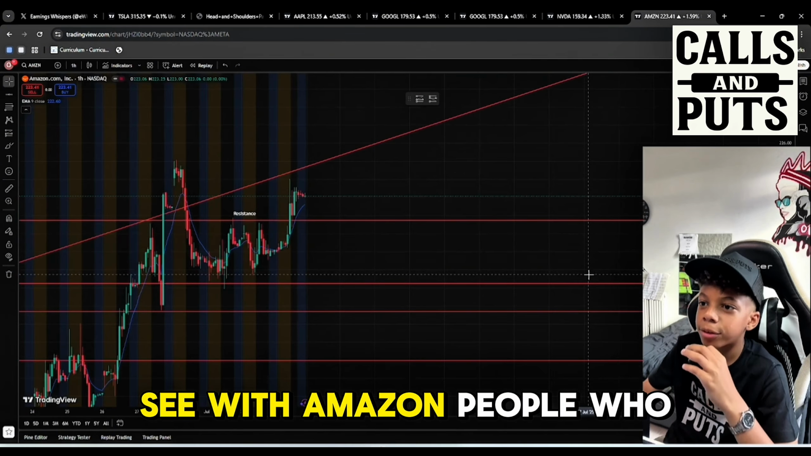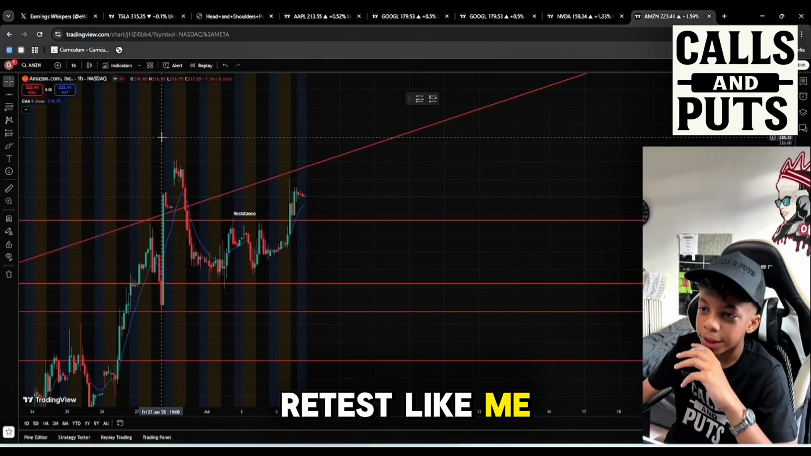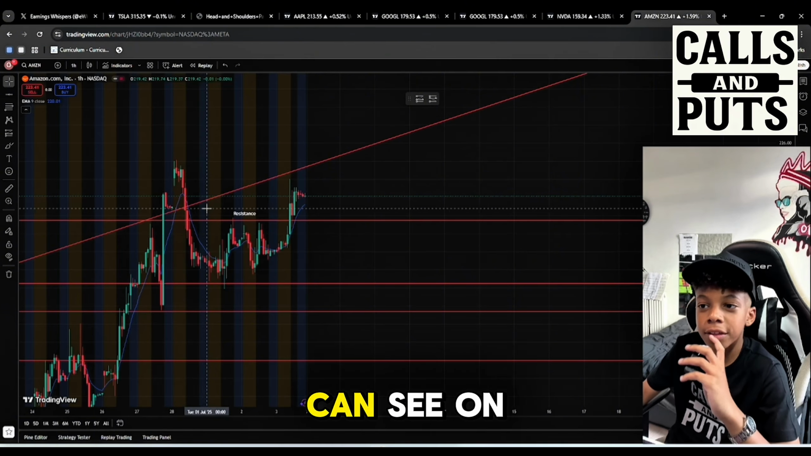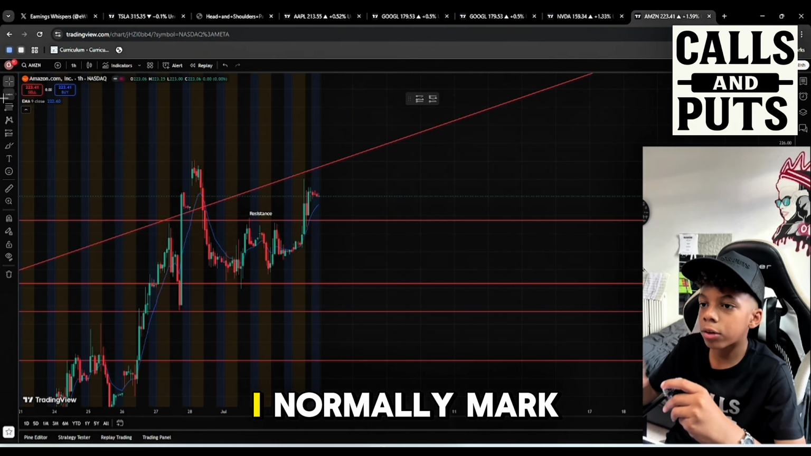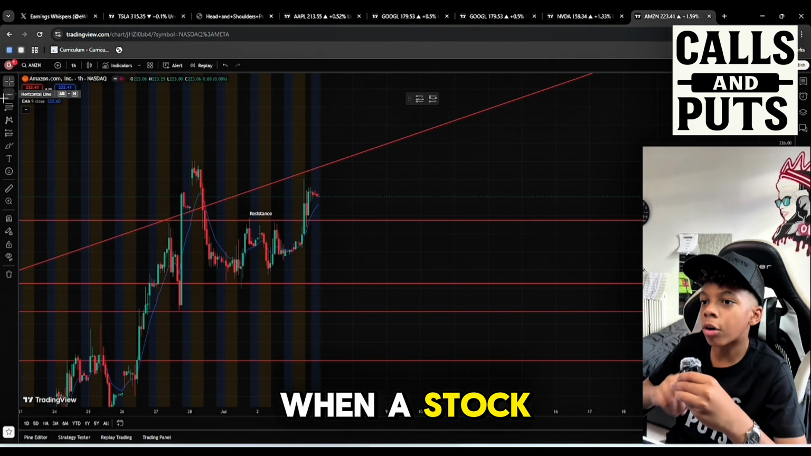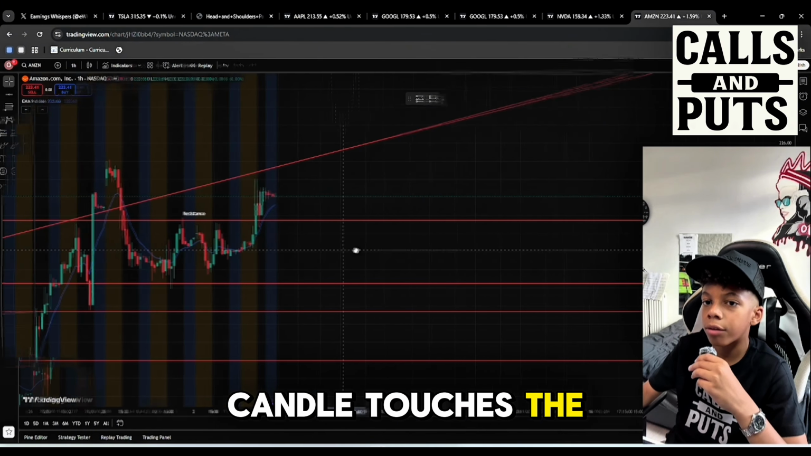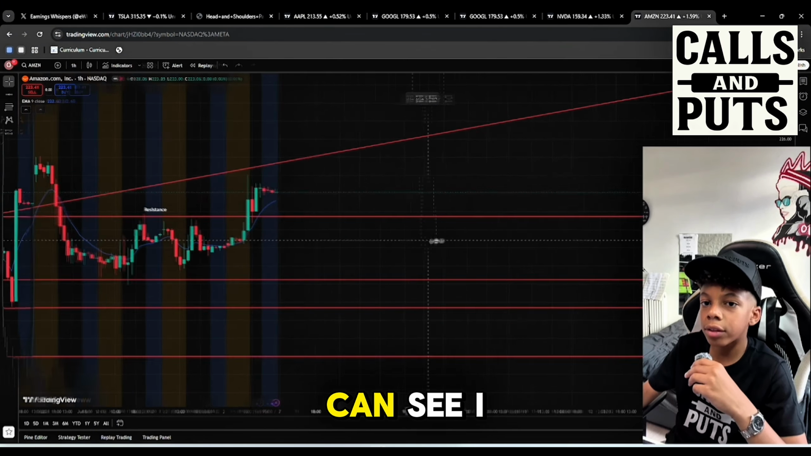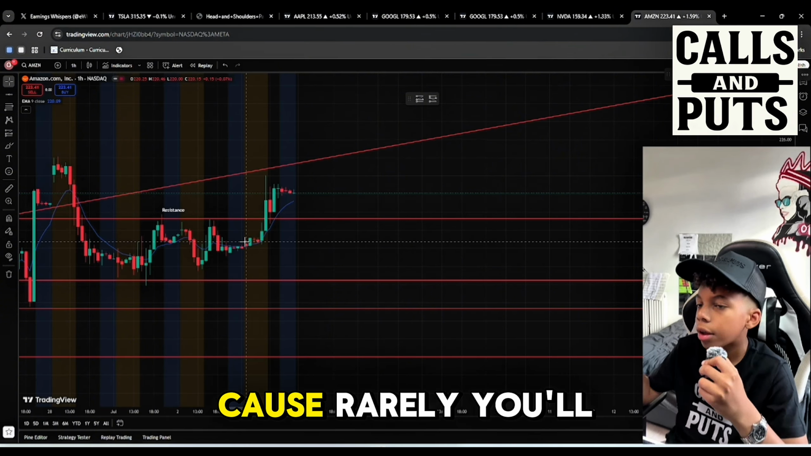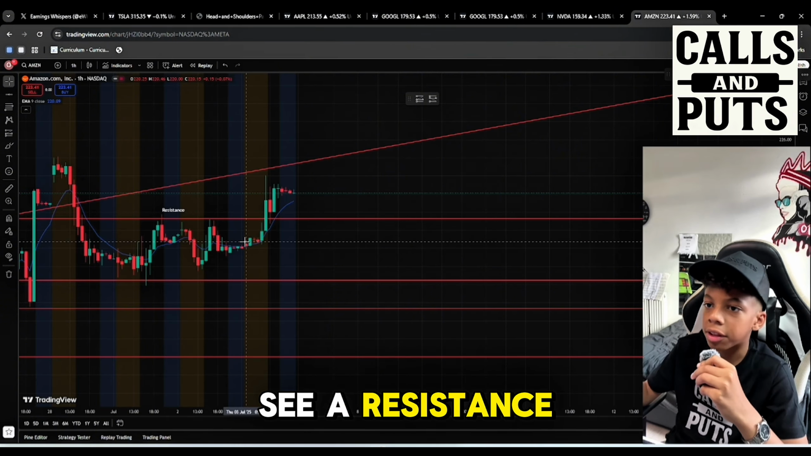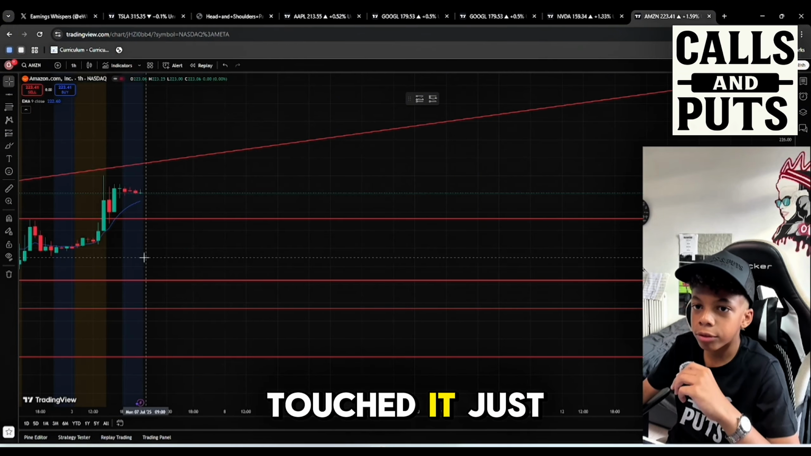As you see on Amazon, people who trade breakouts, consolidation breakouts or retests like me, will see this. So as you can see on Amazon, there's a resistance line. I normally mark out a resistance line when a candle touches it 3 times. So as you can see, I marked it out. I didn't mark it out too well, but it's around here, because rarely will you see a resistance line that touches the candles exactly. It's just a roundabout touch.